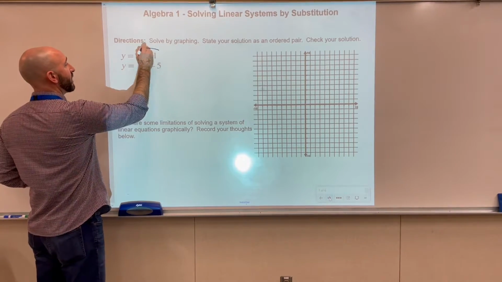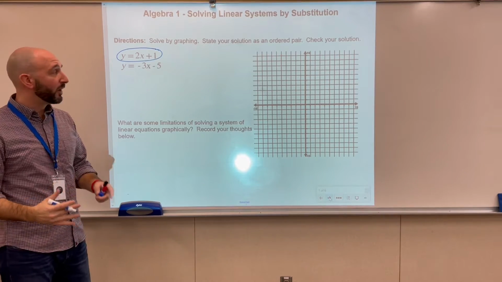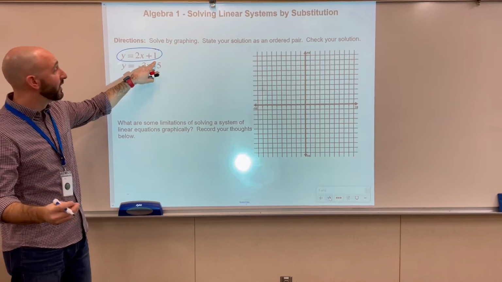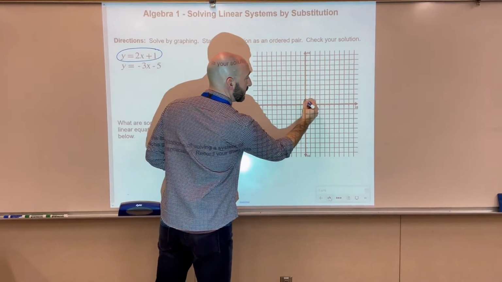I'm going to start off with this first equation here, y equals 2x plus 1. So I typically analyze this equation and look for the y-intercept. The y-intercept is positive 1, so I'm going to graph that point. So 0, 1.